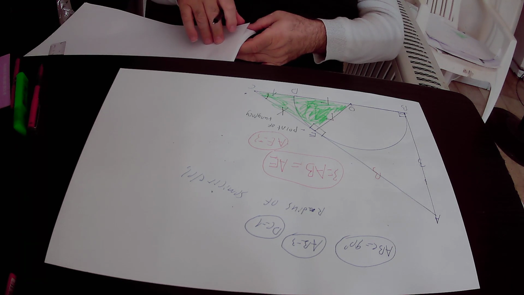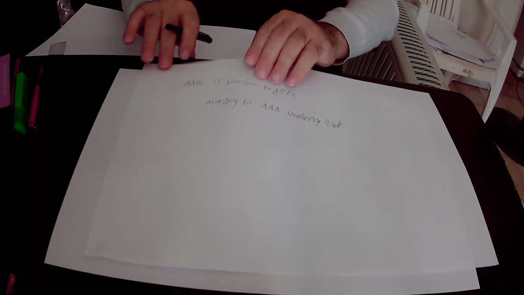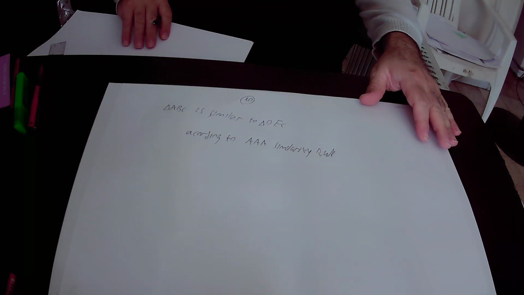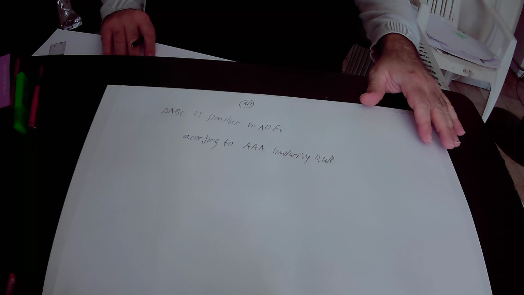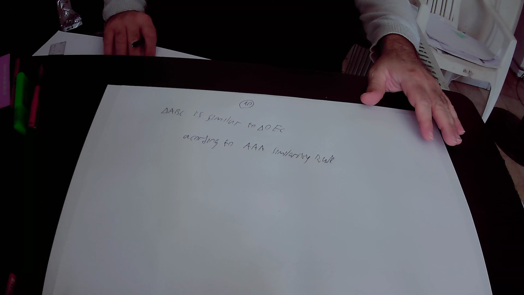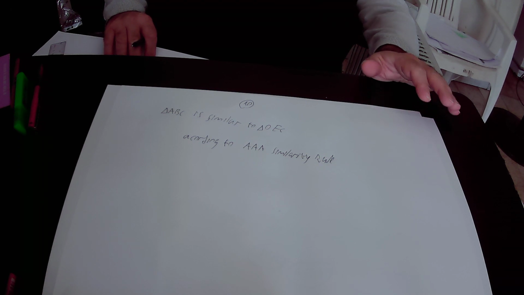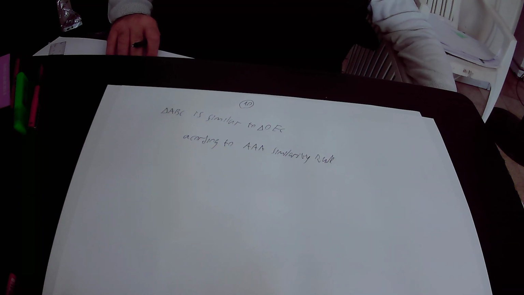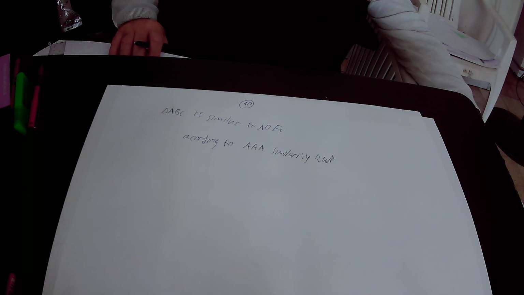I'll repeat again. We actually proved that triangle ABC is similar to triangle OEC according to the angle similarity rule. So what is the angle similarity rule? The angle similarity rule is that if you have one triangle that has three angles that are equal to three angles of the other triangle, then those two triangles are similar to each other according to the angle similarity rule.